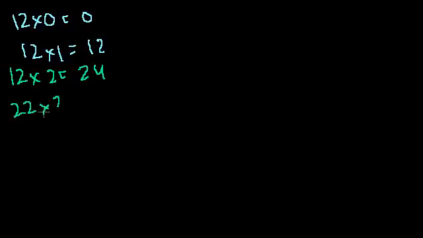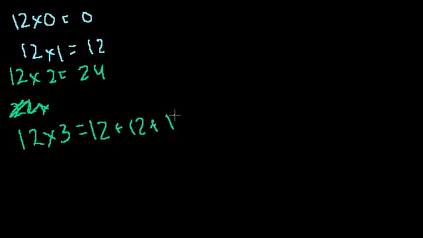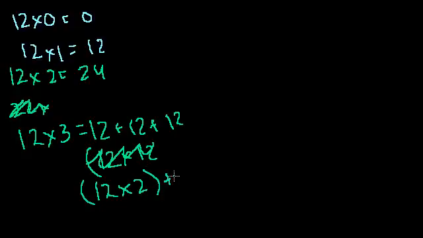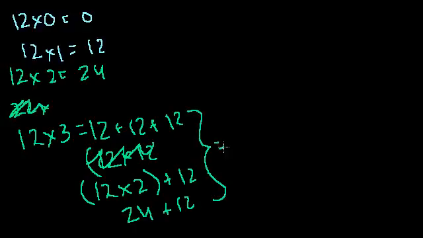12 times 3, let me rewrite that. 12 times 3 is going to be 12 plus 12 plus 12. Or we could write that as 12 times 2 plus 12. Or we could rewrite that as 24 plus 12. Either way, all of these get us to 36. And notice, that's just that plus 12.